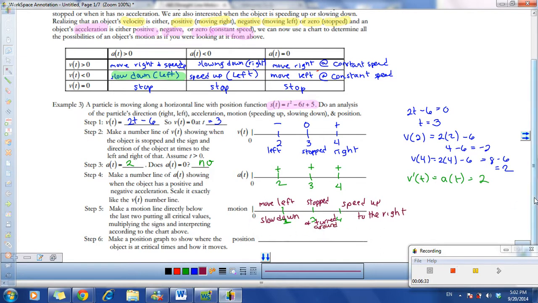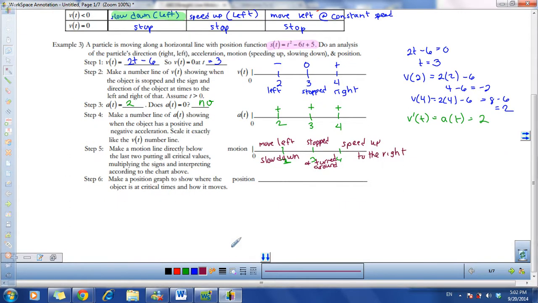So my position, what does this mean for my position? So I have to evaluate all these times at t equals 0, t equals 2, t equals 3, and t equals 4. Let's find out what position we were at. So using my position function, evaluate all those points. At t equals 0, s of 0 equals 0 squared minus 6 times 0 plus 5. We were at 5. So I'm going to draw 5 right here. That's where I was.